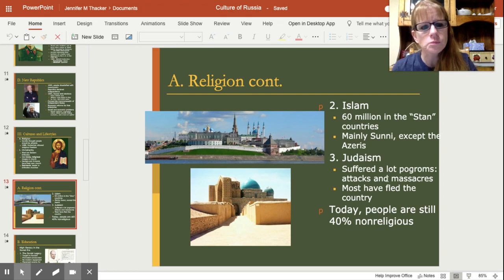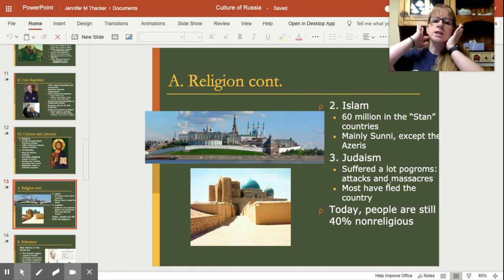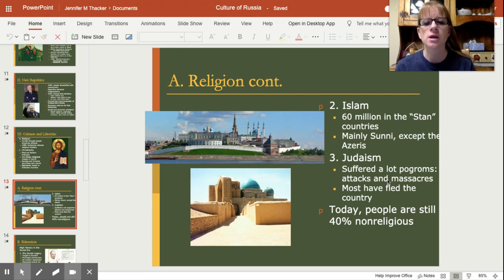Okay, some of them practice Judaism, but not a lot, because if you remember when we talked about Europe, we talked about how they suffered a lot just because they were Jewish, and they finally found their home in Israel. And a lot of them fled Russia especially during the time of Hitler and during the time of communism, because communism was not supportive at all of the Jewish people.